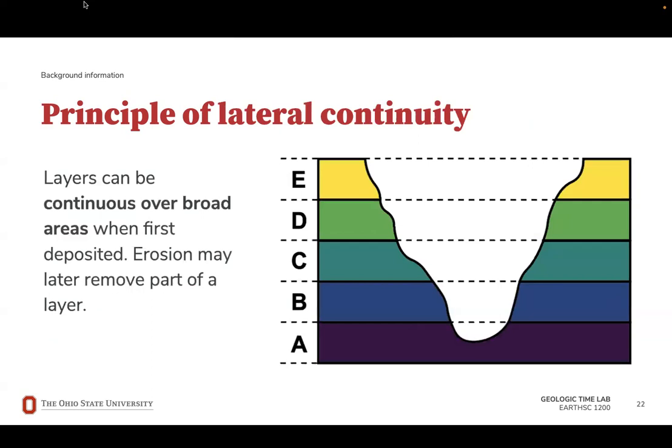The principle of lateral continuity posits that layers can be continuous over broad areas when first deposited, but erosion may later remove part of a layer.